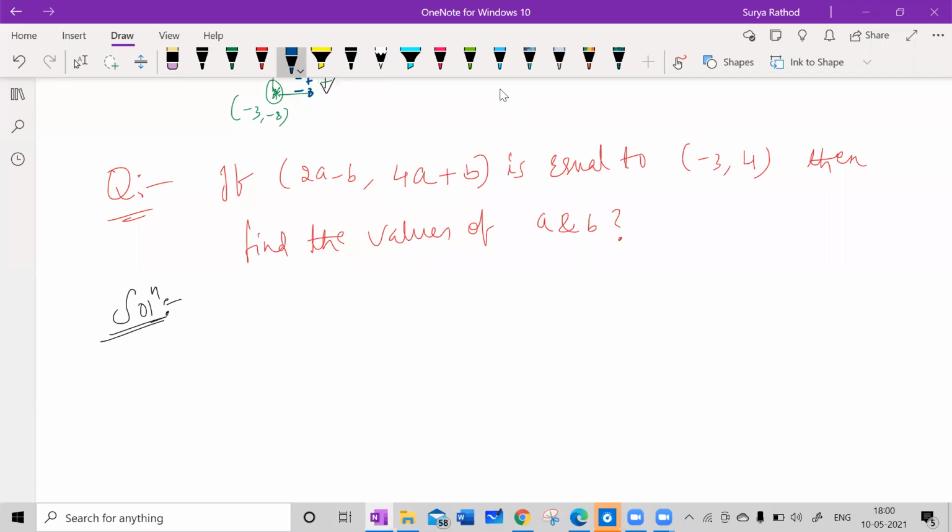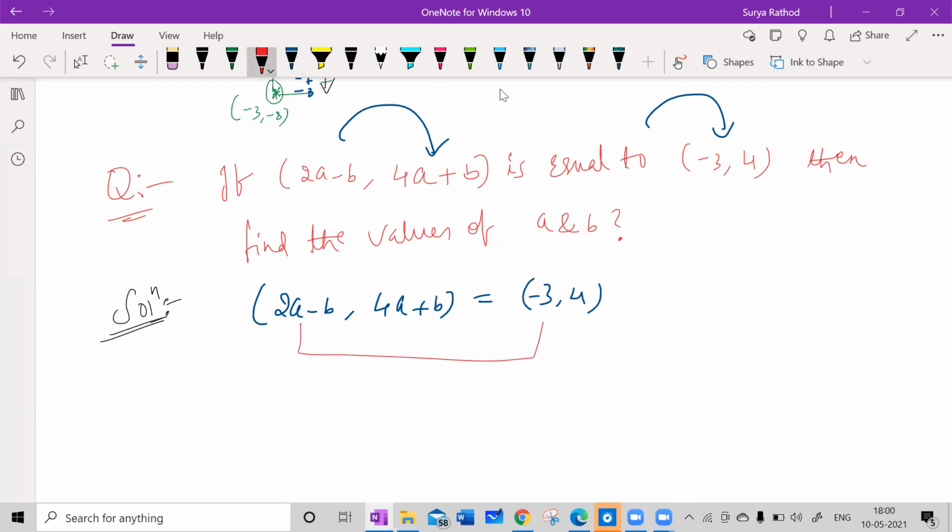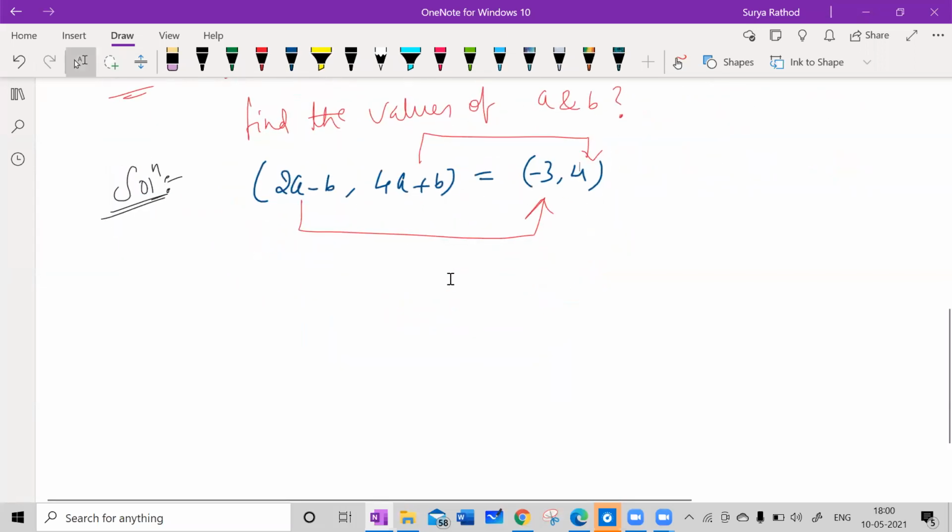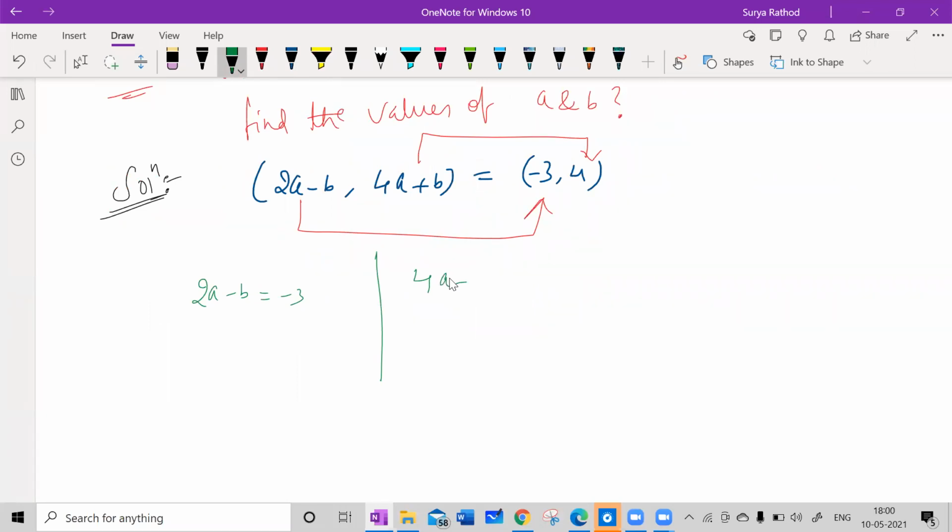Now, I'm saying that this one is equal to this one. This is my ordered pair, and this ordered pair is equal to this ordered pair. Which means I can equate the corresponding positions: abscissa is equal to abscissa and ordinate is equal to ordinate. So 2a minus b is equal to minus 3, and 4a plus b is equal to 4. So I got two equations.